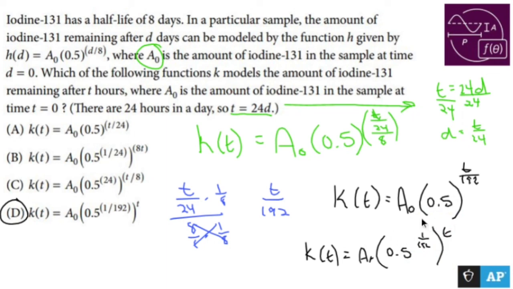Because there's a rule that you learned back in Algebra 1 that when I have an exponent to an exponent, I multiply exponents. So 1 over 192 times t is t over 192. There you have it. So, weird problem. I don't know why it had to make it all weird like that, but it wouldn't be an AP exam otherwise. So there you go. The answer is D.